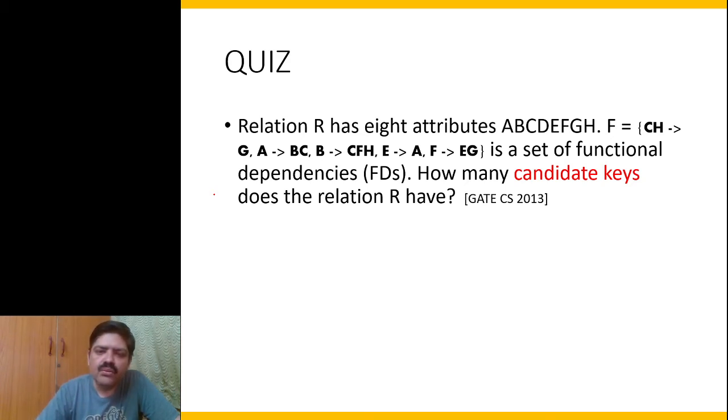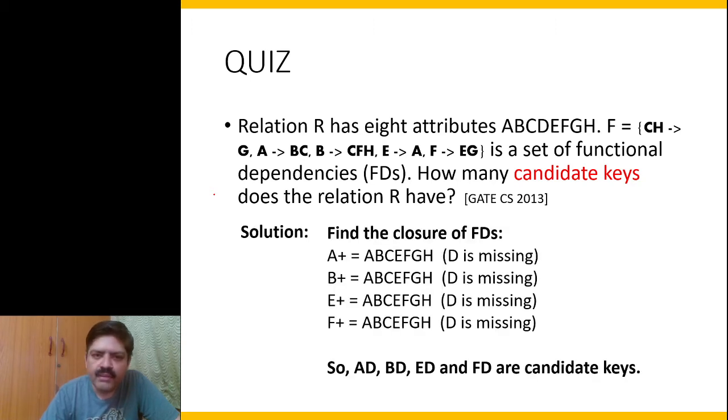Okay, so first we take individual attributes and try to find out how many other attributes they can identify. We call this the closure of that attribute. So for example, A closure. What is A closure? A closure would mean, from A, what all can I determine? So from A, I can determine BC.